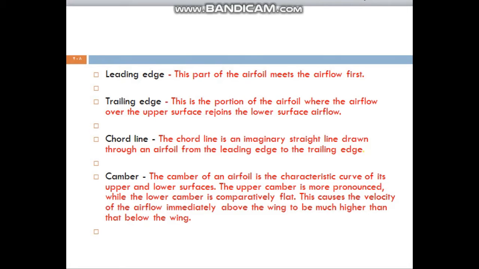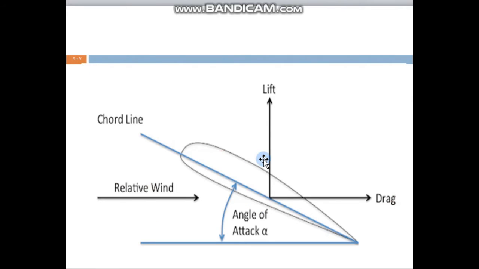Camber. The camber of an airfoil is the characteristic curve of its upper and lower surfaces. The upper camber is more pronounced, while the lower camber is comparatively flat. This causes the velocity of the airflow immediately above the wing to be much higher than that below the wing. As we see here, this is our upper camber, and here the lower camber.